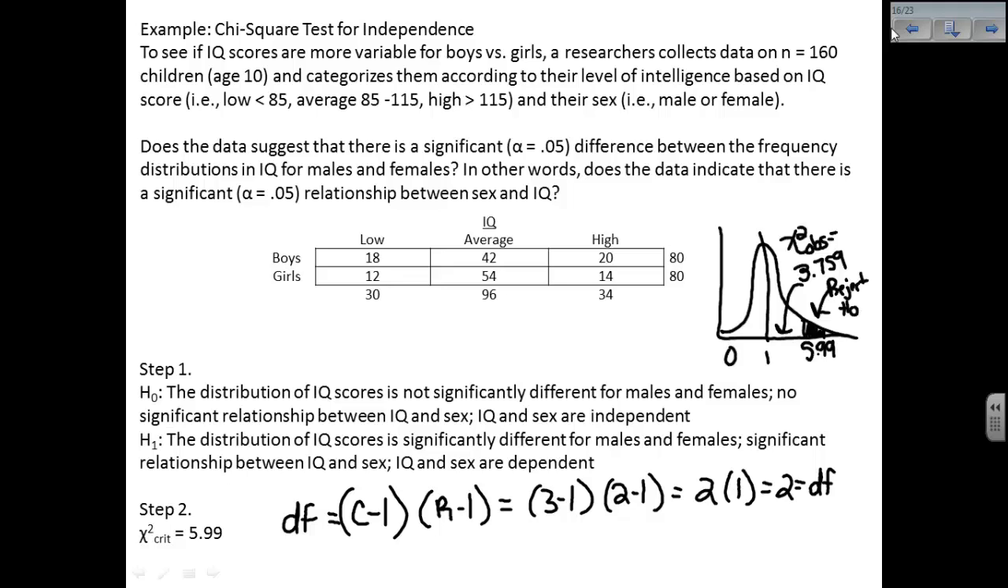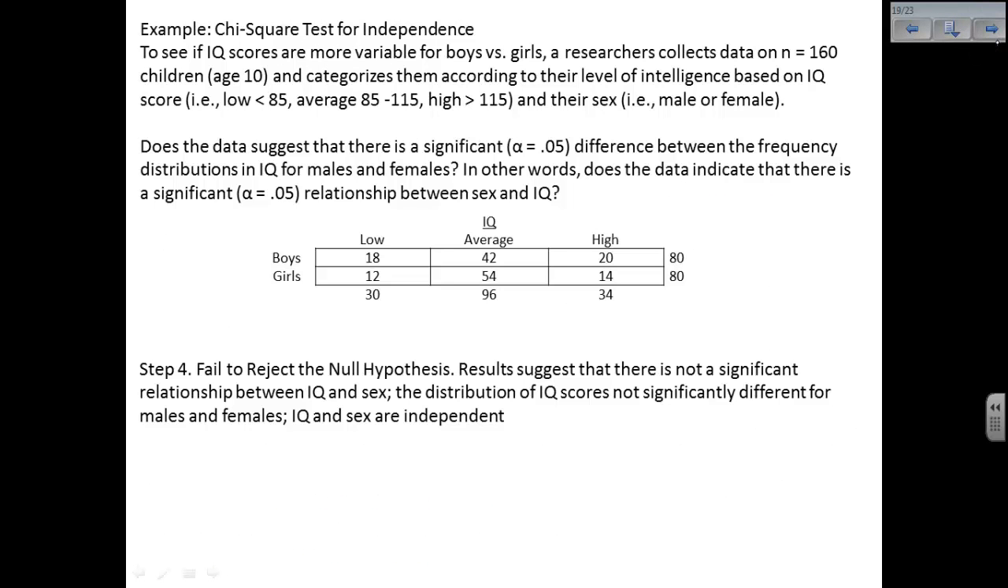So, in our conclusion, we fail to reject the null hypothesis, and the results suggest there's not a significant relationship between IQ and sex. Or you could say, fail to reject the null hypothesis, the distribution of IQ scores is not significantly different for males and females. Or you could say, fail to reject the null hypothesis, IQ and sex are independent. Either way you want to state that is totally fine with me.